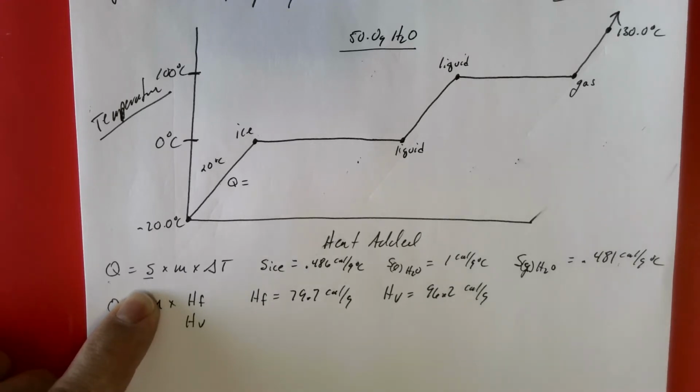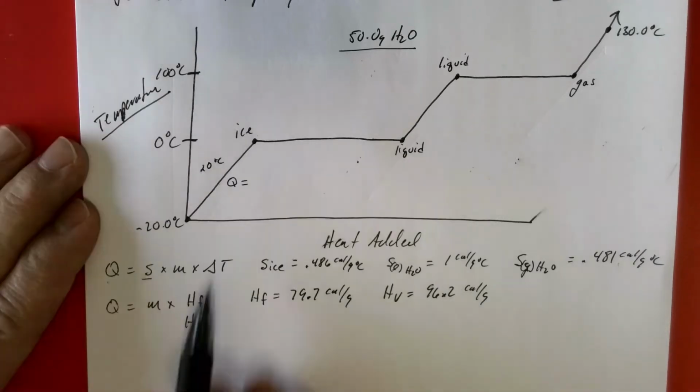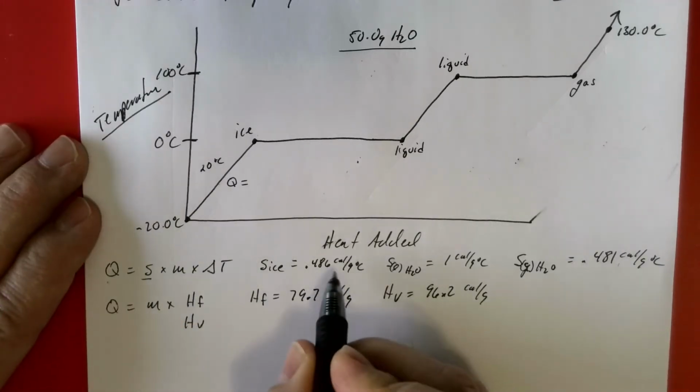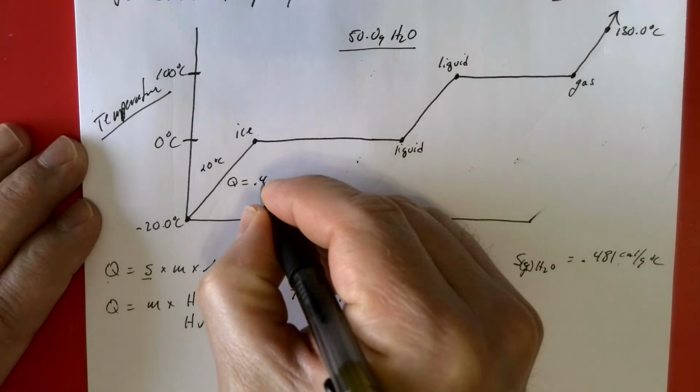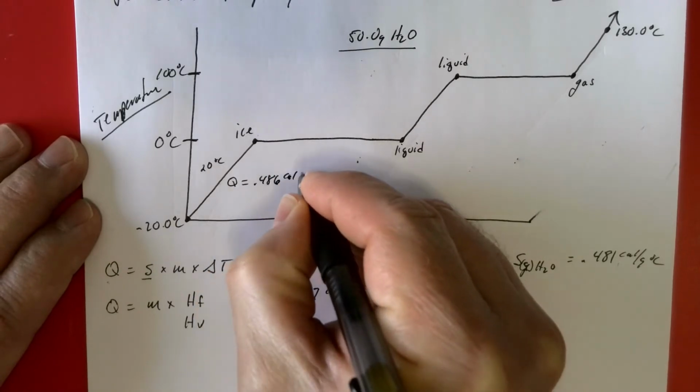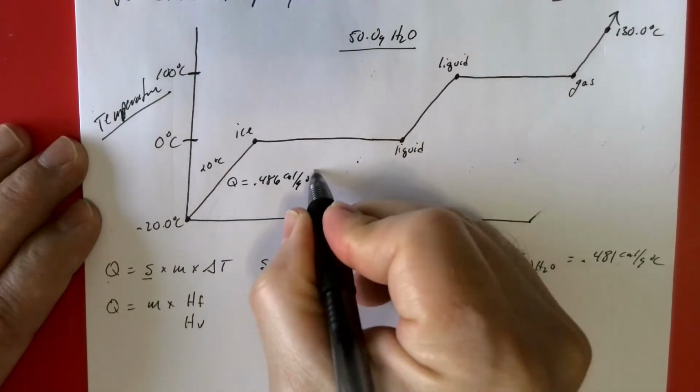Why is it important to know that? Depending on which phase you're in, you're going to have a different S. Exactly. So for this one, I've got to use my S for ice. So it's going to be 0.486 calories per gram degree Celsius, right?